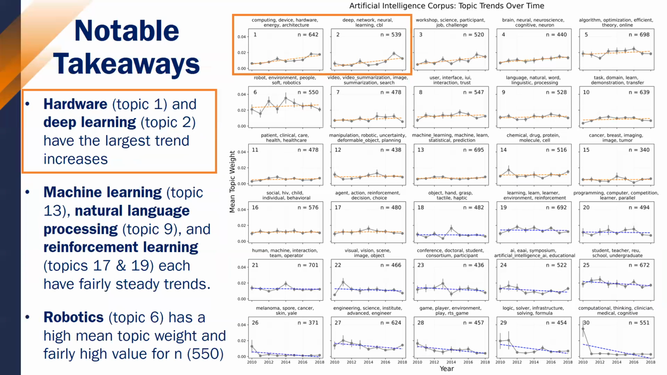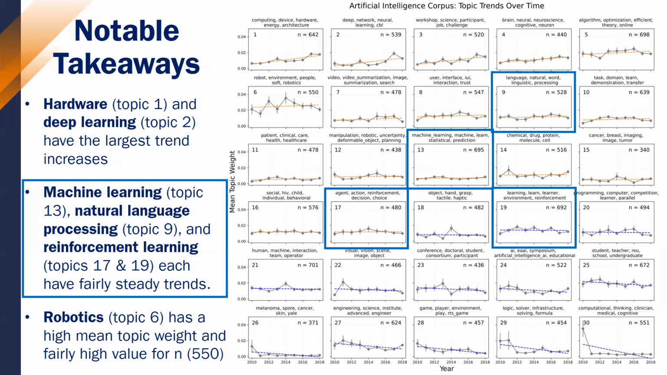I want to mention a few notable takeaways from these results. The first being that hardware in topic 1 and deep learning in topic 2 have the largest mean topic weight trend increases over time. That's in contrast to these 4 topics that are highlighted that have fairly steady mean topic weight trends. These 4 topics include machine learning in topic 13, natural language processing in topic 9, and reinforcement learning, which is represented in both topics 17 and 19.